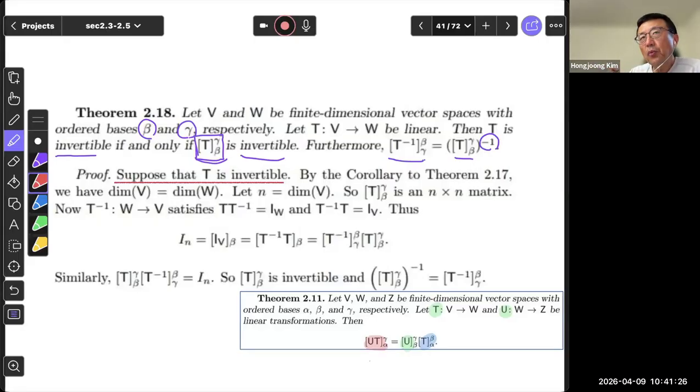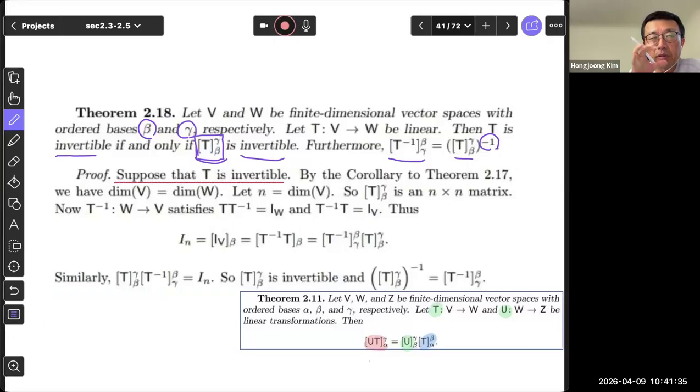So in theorem 2.18, to prove this idea, we first assume that this linear transformation is invertible. This invertibility of T means there will be some operator, certain mapping U, such that the composite of T and U is the identity mapping. And in that case, that U is denoted by T inverse. So in other words, the composite of T and T inverse will produce the identity mapping.